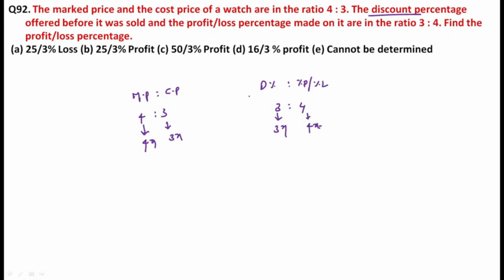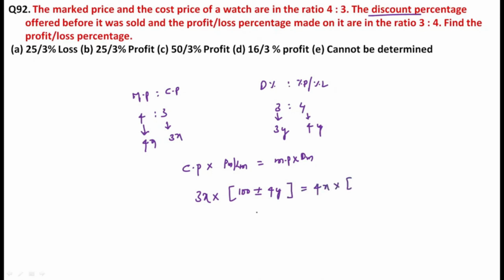See, here there is a common term: selling price is common. So if selling price is common, cost price into either profit multiplier or loss multiplier equals market price into discount multiplier. Here the cost price is equal to 3x and we don't know whether it is a profit or loss. I just consider plus or minus and the value becomes 4y. Here the market price is 4x into the multiplier, which is always an addition to 100, guys, remember. Now the discount multiplier is the subtracted value. You can take it as a direct symbol, it's 3y.